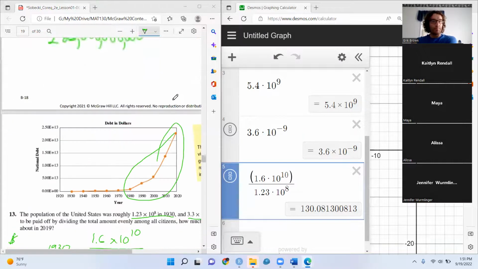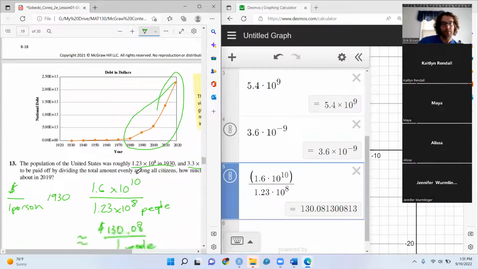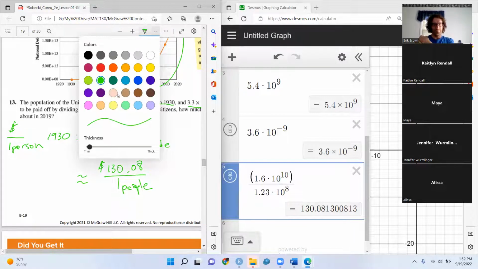Great question, Jennifer. I pulled it from here, the 1930 debt in dollars from this table. That's where I got the 1.6 times 10 to the 10. Okay, and then the other point to make, I got a question. Yeah, go ahead. Oh, you got the 1.610. Oh, never mind. I'm reading it wrong over here. No worries. Okay. I have already proven that I get things wrong, so it could have been me.